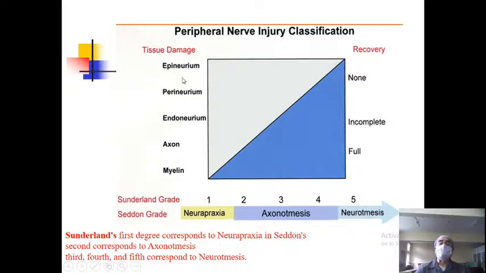And what are the structures which are injured here? Tissue damage: myelin, axon, endoneurium, perineurium, epineurium. The whole total thing is gone in neurotmesis. That's why the recovery chances are minimal. So this is a graph which depicts both Sunderland and Seddon's grades, which we have already seen. The first degree corresponds to neuropraxia, the second corresponds to axonotmesis, and the third, fourth and fifth correspond to neurotmesis. If you remember this, it will tell you that there are 2 types of classifications of nerve injuries, and how you can compare them and know the outcome of a nerve injury.